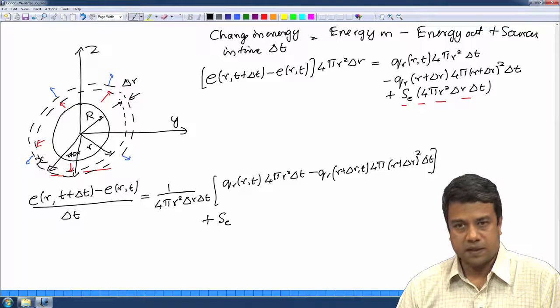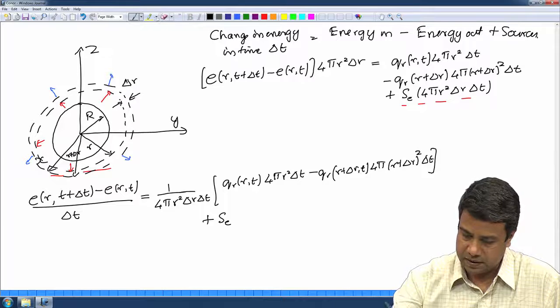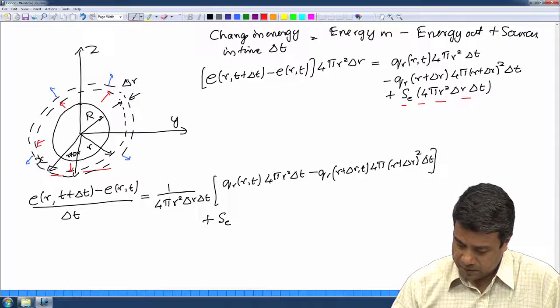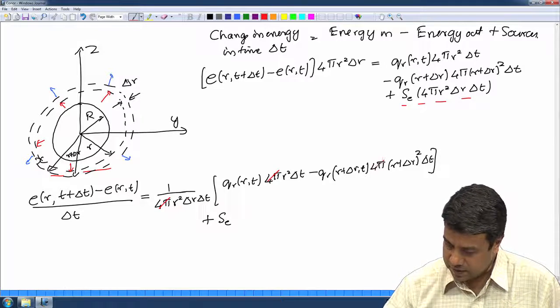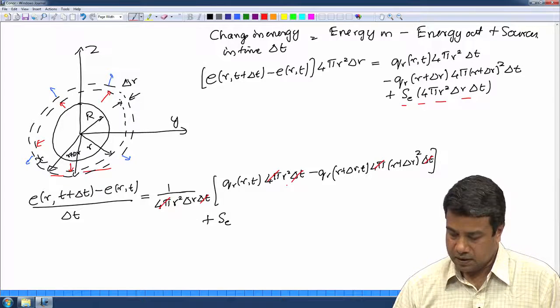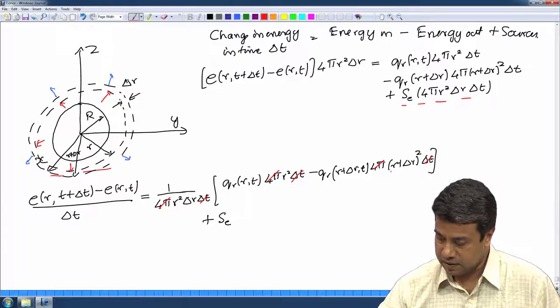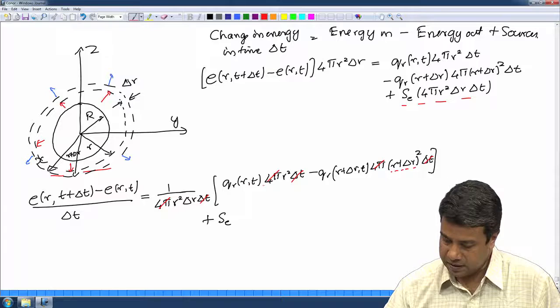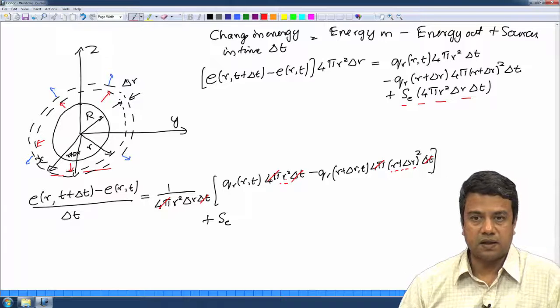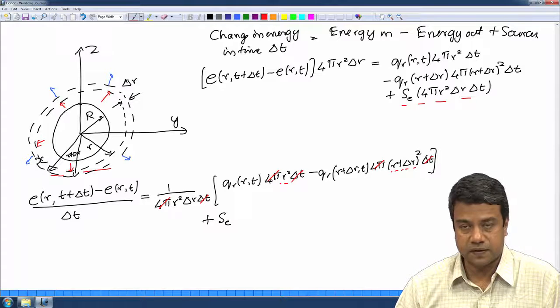And if I take the limit as delta t goes to 0, delta r goes to 0, you can see that the 4 pi's will cancel out over here, they are just constants. Delta t will cancel out. However, that r squared will not cancel out in general because the surface area is different at these two surfaces. At the inner and the outer surfaces, the radial location is different. Therefore, the surface area is different.